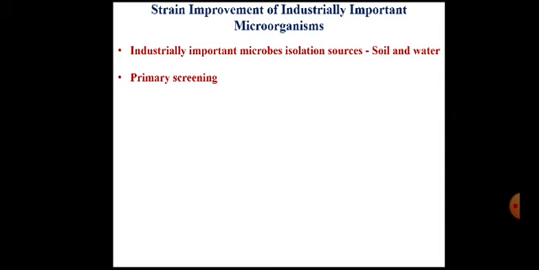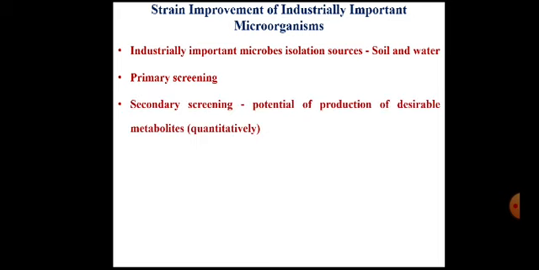The first step in the search for industrially important microorganisms is primary screening. You must have gone through the practical of the crowded plate technique. The crowded plate technique is one of the methods of primary screening for the isolation of antibiotic producing microorganisms. Primary screening you have learned in SYBSC, I think.